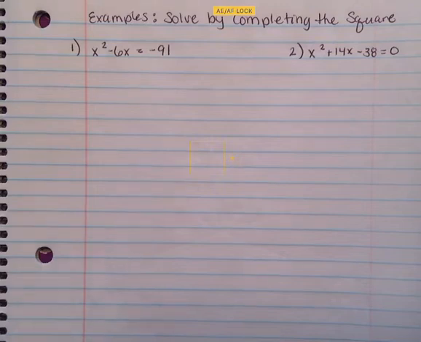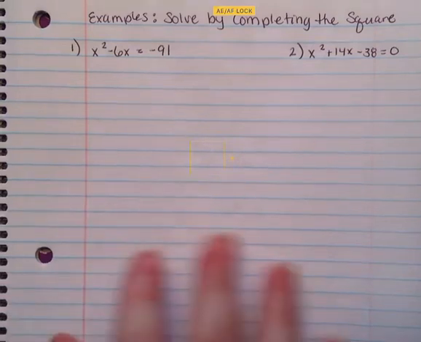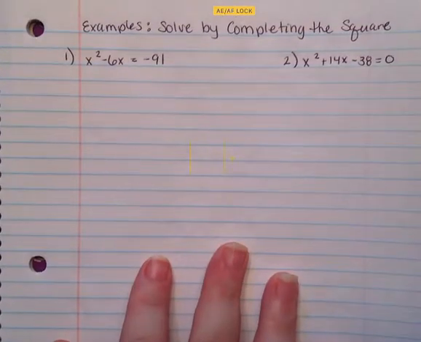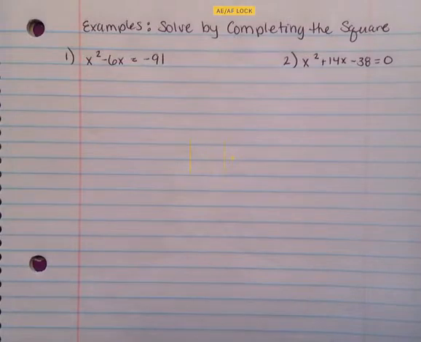This video is going to show a couple of examples of how to solve quadratics by completing the square. In an earlier video, I explained how to solve by completing the square, so I'm going to give 4 examples of doing the work. Number 1, x squared minus 6x equals negative 91.